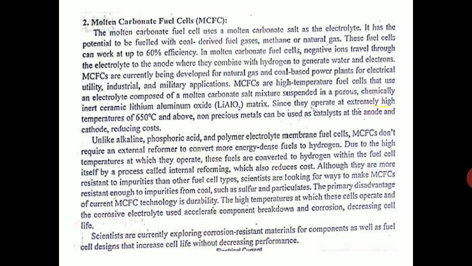The high temperature at which these cells operate and the corrosive electrolyte used accelerate component breakdown and corrosion. So because of the high operating temperature, like 650 degrees centigrade, as well as the molten carbonate as an electrolyte, it leads to corrosion and breakdown. So it reduces the life of the cell. So research is going on to overcome the shortcomings of these molten carbonate fuel cells, so that we can improve the life and performance of the fuel cells.